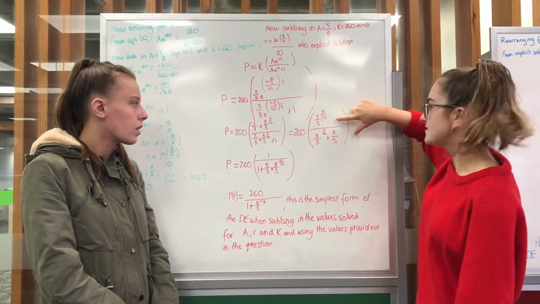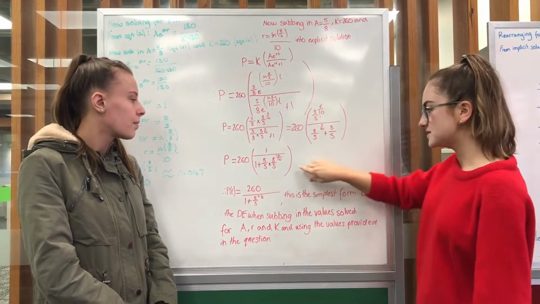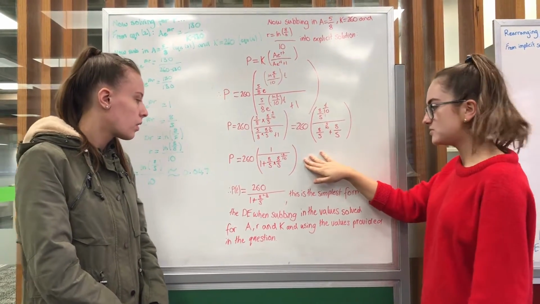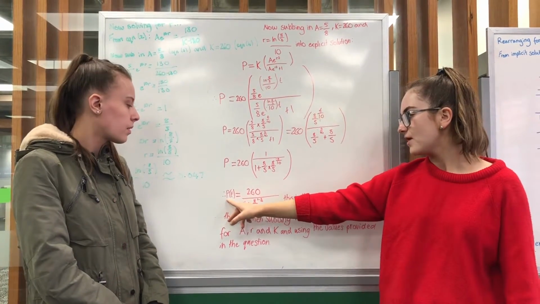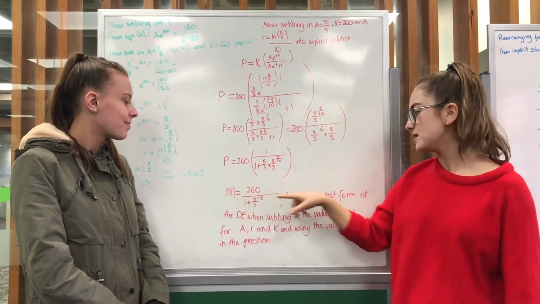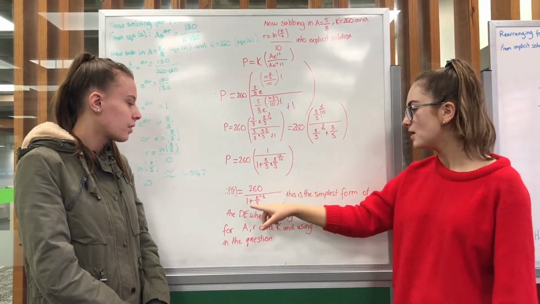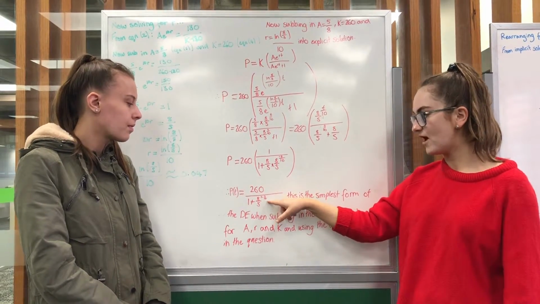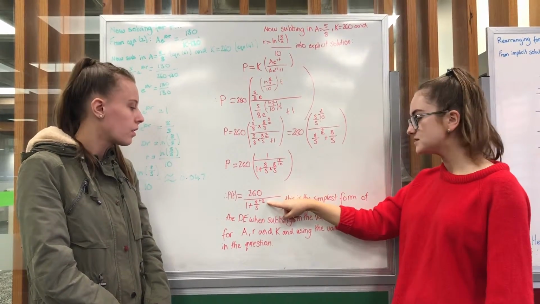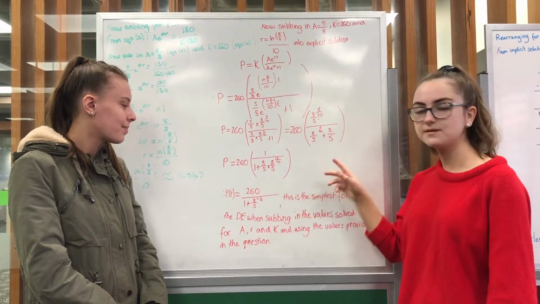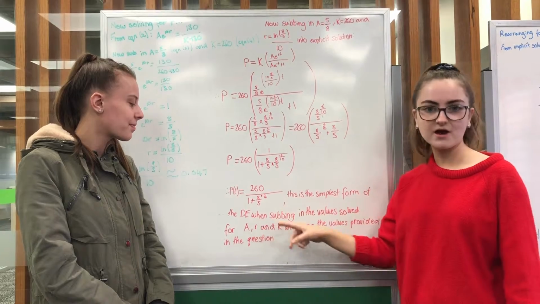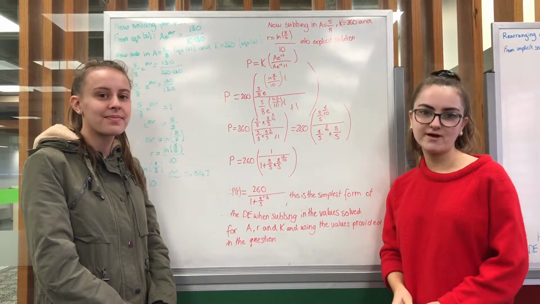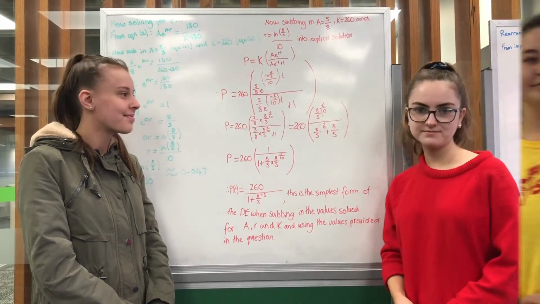Now dividing each side by the top of the fraction gives us this equation here, which we can then simplify down into our final equation of population in terms of time equals 260 on 1 plus 8 over 5 to the power of 1 minus t over 10, and this is the simplest form of the DE when subbing in the values solved for A, R and K and using the values that were provided in the question.